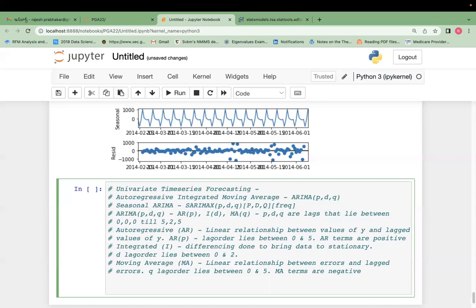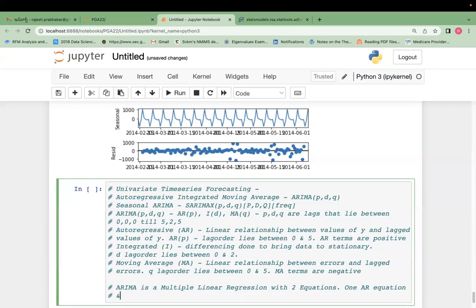So basically, ARIMA is a linear regression. ARIMA is a multiple linear regression with two equations, one the AR equation and the other the MA equation.